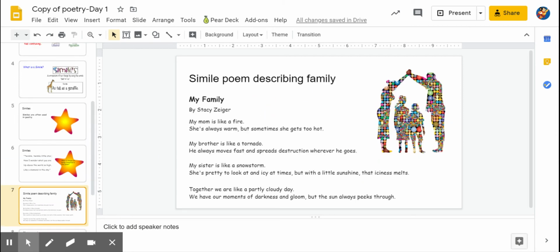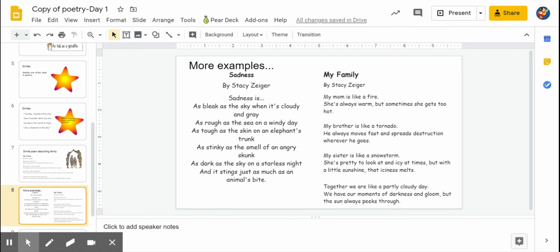Here are a couple examples for you. This is describing family. My mom is like a fire. She's always warm, but sometimes she gets too hot. My brother is like a tornado. He always moves fast and spreads destruction wherever he goes. My sister is like a snowstorm. She's pretty to look at and icy at times, but with a little sunshine, that iciness melts. Together, we are like a partly cloudy day. We have our moments of darkness and gloom, but the sun always peeks through.